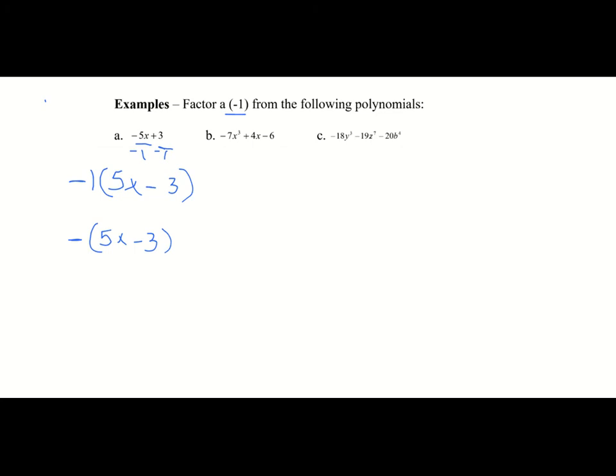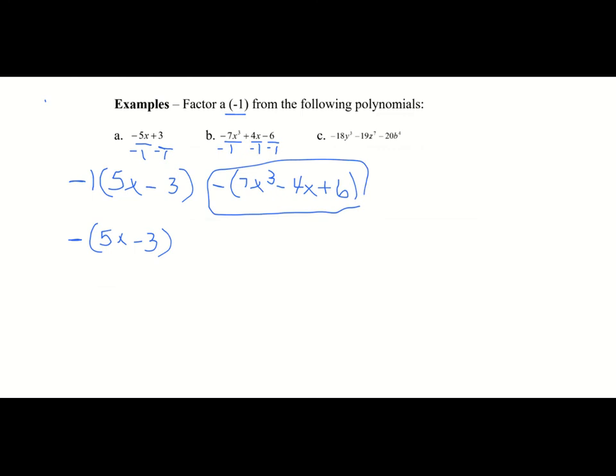We're going to do the same thing for B. We're going to pull out a negative 1 there, so we're going to divide everything by negative 1. So again, I'm going to keep that negative on the outside. Two negatives make a positive 7x cubed. Positive 4x divided by negative 1 will give me negative 4x. And then negative 6 divided by negative 1 will give me a positive 6. So there's my final answer there.